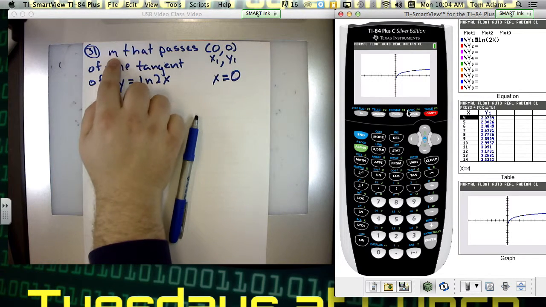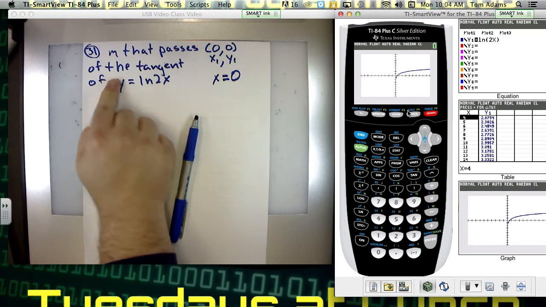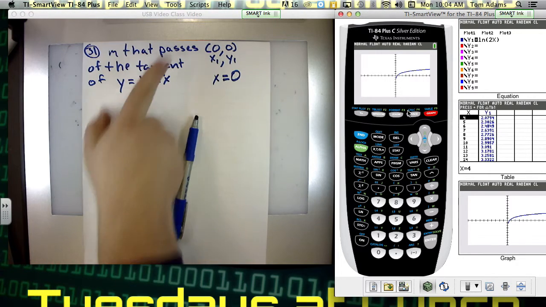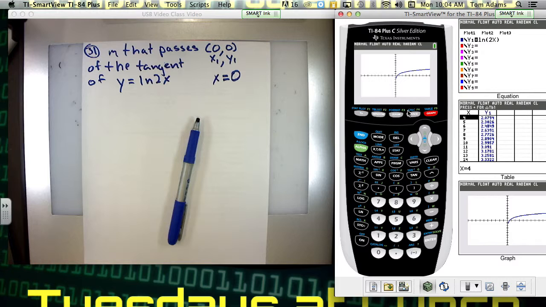So what they're really saying is, what is the slope of the tangent line to this function that passes through the point (0, 0)? Now that can be confusing because we don't know what that point for x is, we don't know what the point y is, and stuff like that. So it doesn't necessarily mean that this line passes through the point (0, 0). We can see by looking at the graph that it doesn't. This is just like example number 3 from our textbook.